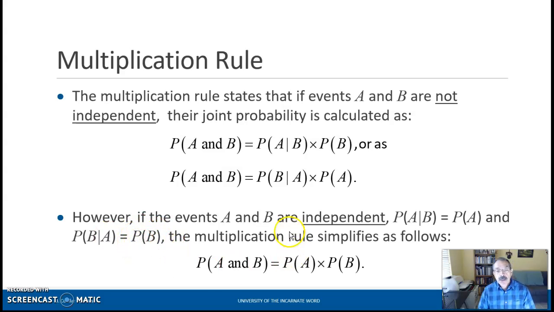For that reason, the multiplication rule when the events are independent simplifies to just the product of the probabilities of the two events. So the joint probability when the events are independent is just the multiplication of the individual probabilities. This is a very important situation that we will be using a lot as we move forward in the course. All right, let's look at some examples to see how we can use the multiplication rule to calculate joint probabilities.